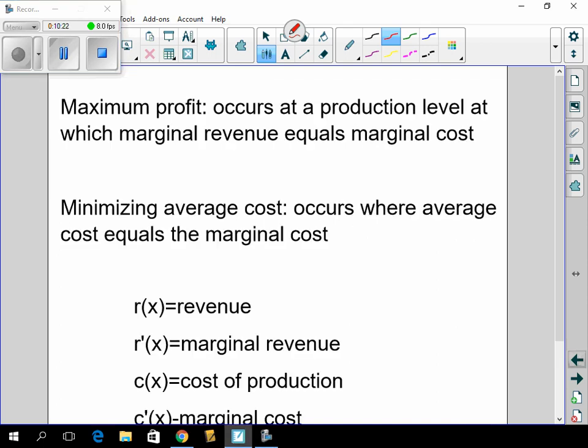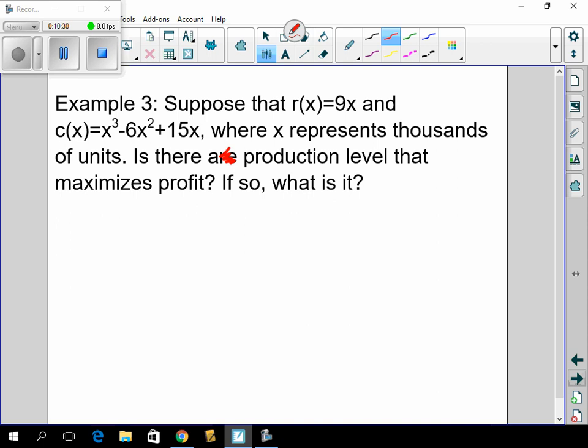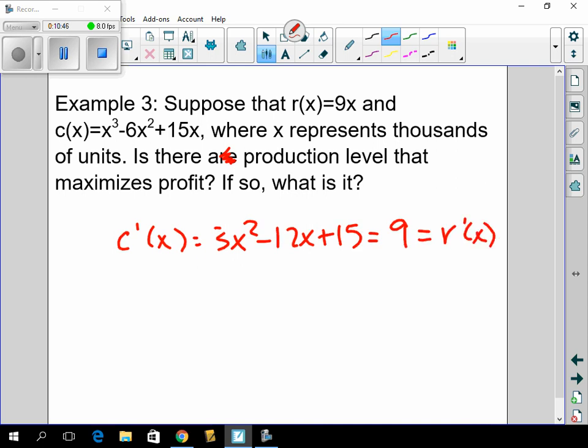So remember that when we're trying to maximize the profit, it occurs when my marginal revenue equals my marginal cost. So basically where the derivative of my revenue is equal to the derivative of my cost. So the derivative of my cost is 3x squared minus 12x plus 15. And I want that to be equal to 9, which is the derivative of my revenue. And so I'm just going to move that 9 over to get this equal to 0 so that I can solve it. So this is plus 6 equals 0. And then I don't have anything that multiplies to 18, but adds to 12.